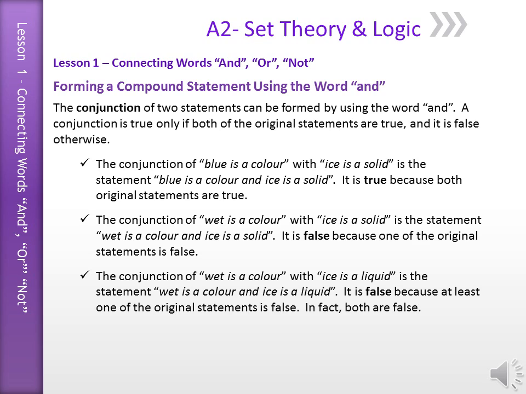The conjunction of the two statements, blue is a color, with ice is a solid, would be the statement, blue is a color and ice is a solid. It is true because both original statements are true.